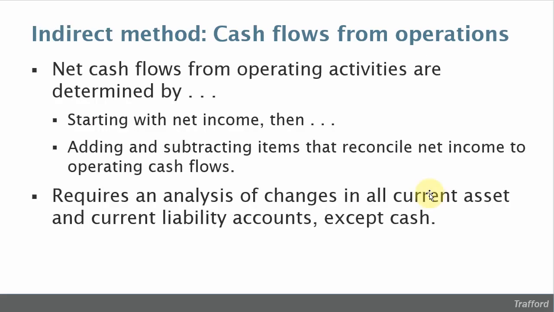Now, the other approach that we could have used instead of the direct method would have been the indirect method. And the indirect method, as you recall, is the one that's commonly used by almost all corporations. Basically, you start with net income and then you add and subtract various items that reconcile net income to operating cash flows. Similar to what we just did in the direct method, we're basically analyzing changes in all of those operating type asset and liability accounts on the balance sheet and adjusting for a couple of other items as well.